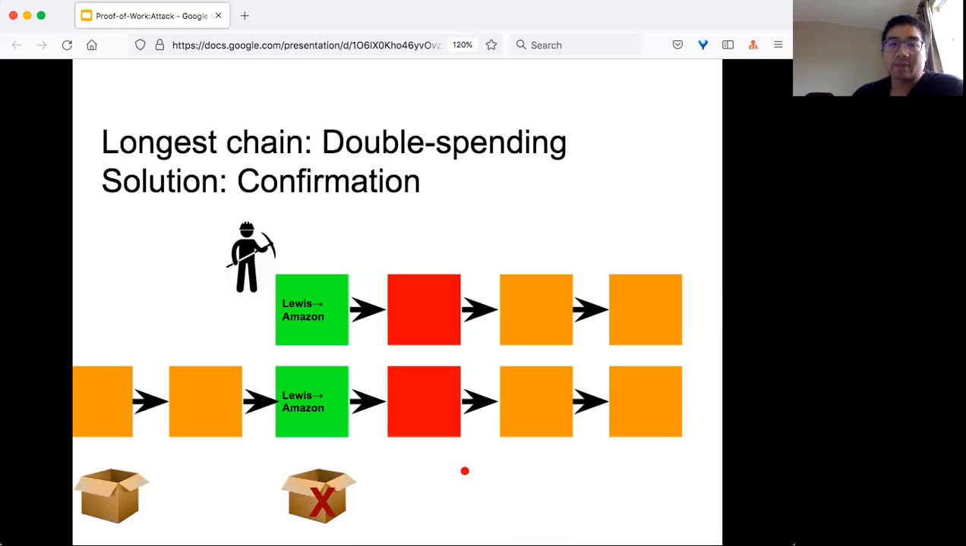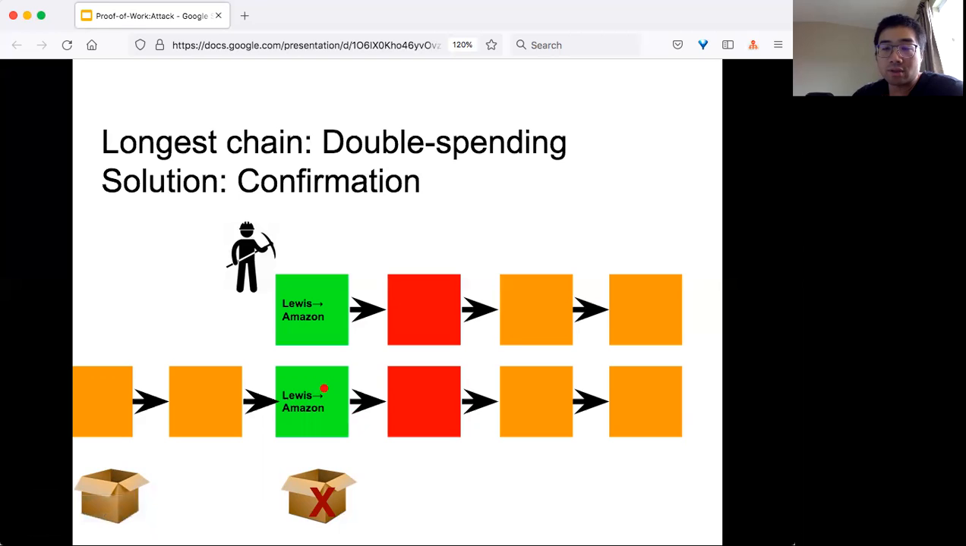And the design is that you need to have confirmation to make sure that this block will not disappear. Remember that in the scenario I described to you, whenever Amazon sees that the transaction from Louis is included in the current blockchain, it sends a package to him.